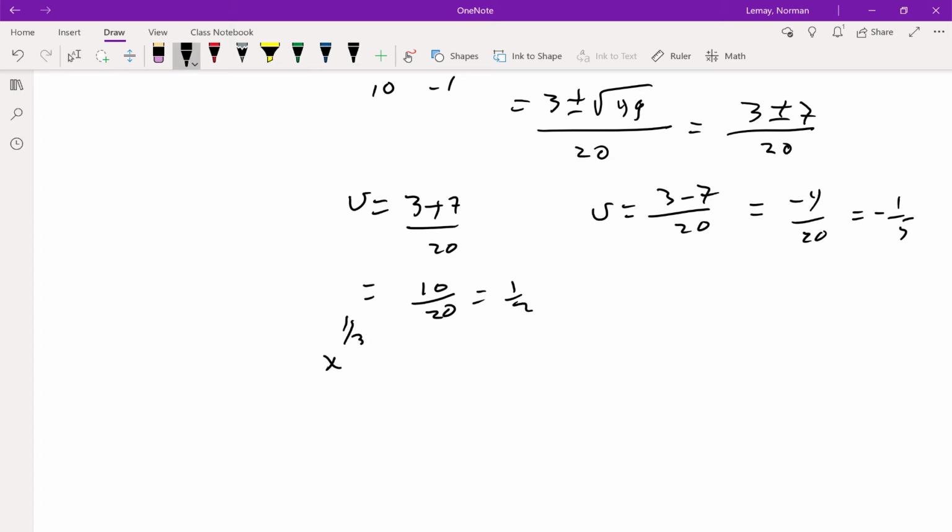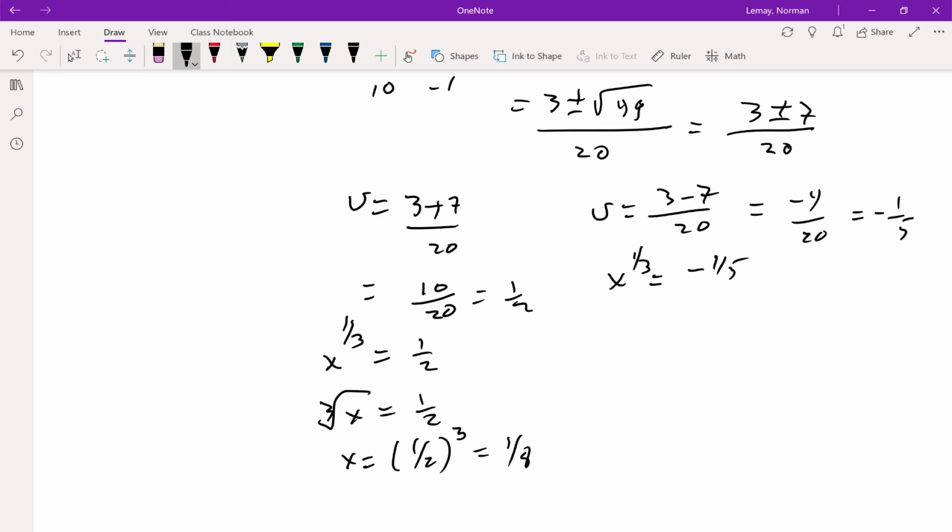So x to the 1/3 equals 1/2. So the cube root of x equals 1/2. So x equals 1/2 cubed, which is 1/8. And over here we get x to the 1/3 equals negative 1/5. So the cube root of x equals negative 1/5. So we have that x equals negative 1/5 cubed, which is equal to negative 1 over 125. You can go ahead, if you wish, and verify those solutions, which I've already done, and they do work out.